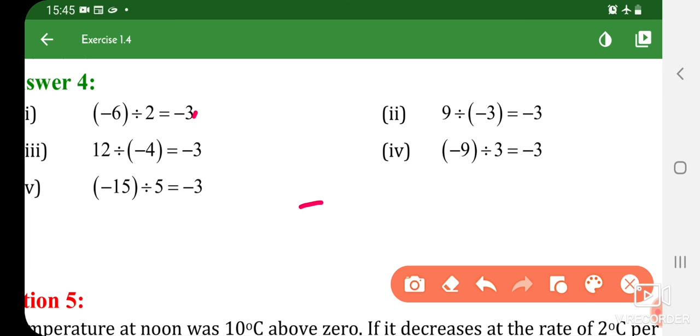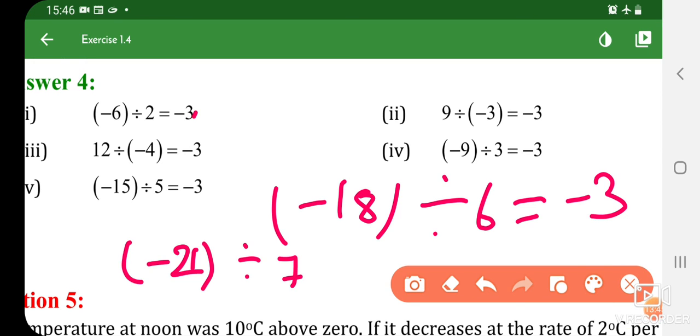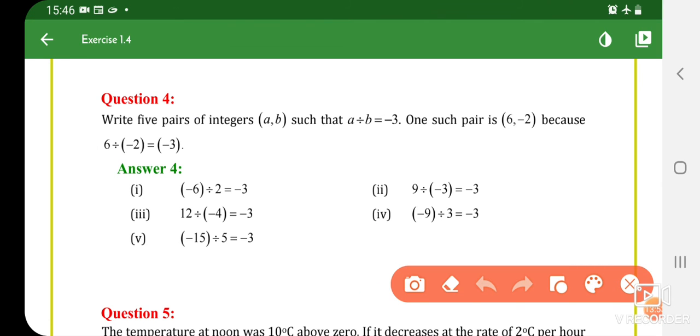Like when we divide minus 18 by 6, what answer do we get? 6 times 3 is 18. We also get the answer minus 3. So you have to write according to you. Now another, when we divide minus 21 by 7, 7 times 3 is 21, so you get the answer minus 3. So you have to write the answer of that question according to you.